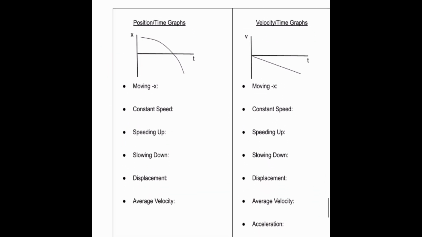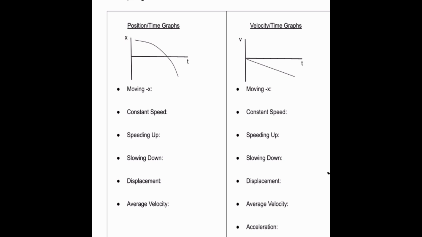What we're going to do below is examine how you find these particular things from various graphs. For instance, how do you find these things from a position time graph? How would you find these same things from a velocity time graph? Let's get into it, and then we'll put it into practice.